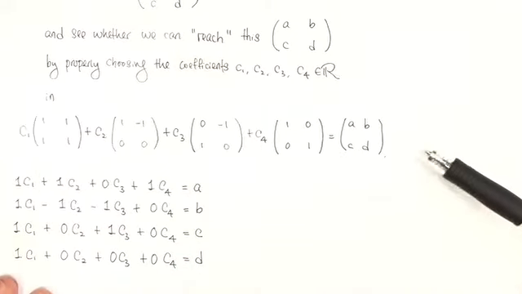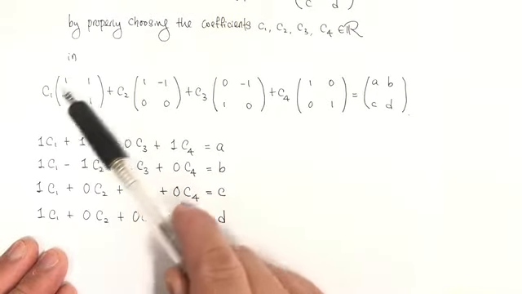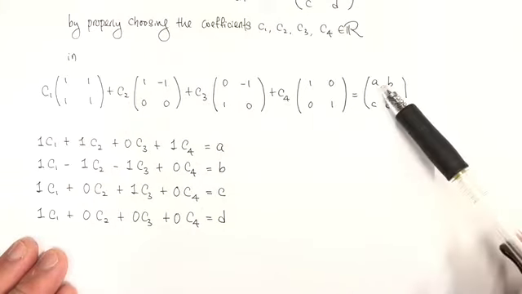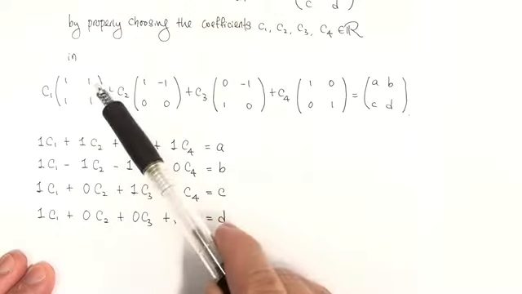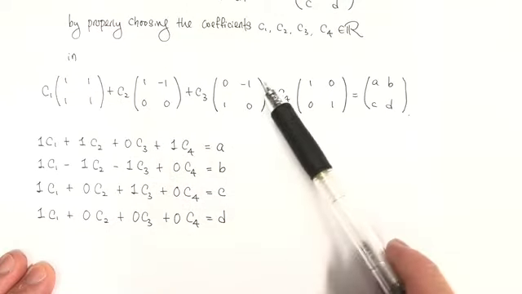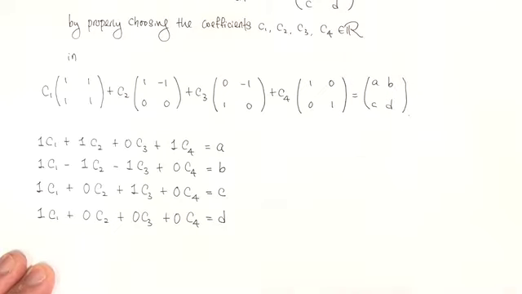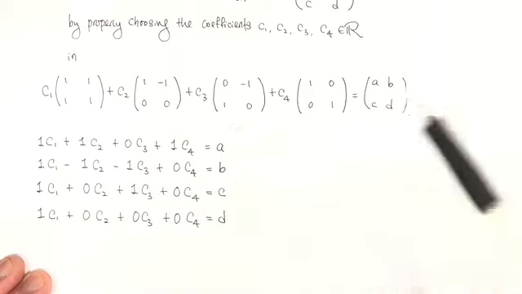So you write out the equations. Looking at the first component here, you have C1 plus C2 plus 0C3 plus C4 equal to A. That's how you get the first equation. You look at the second component here, C1 minus C2 minus C3 plus 0C4 equals B. That gives you the second equation. This is how we get these four linear equations coming from the four components of this matrix operation.